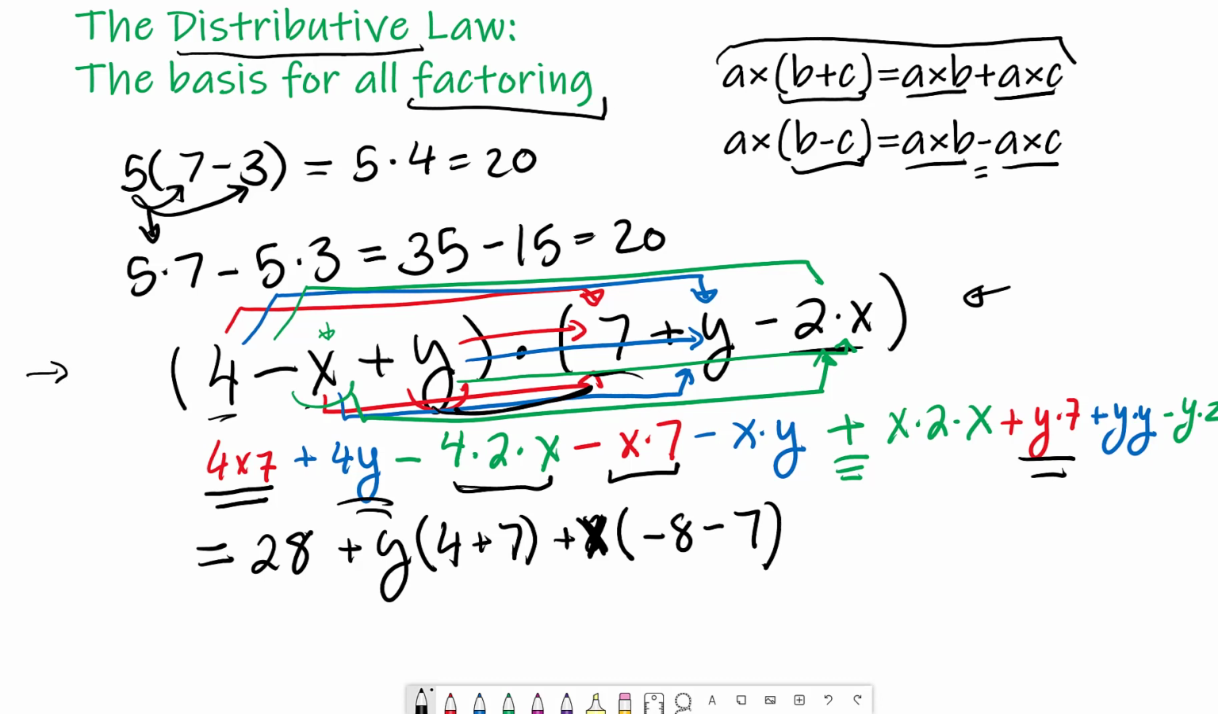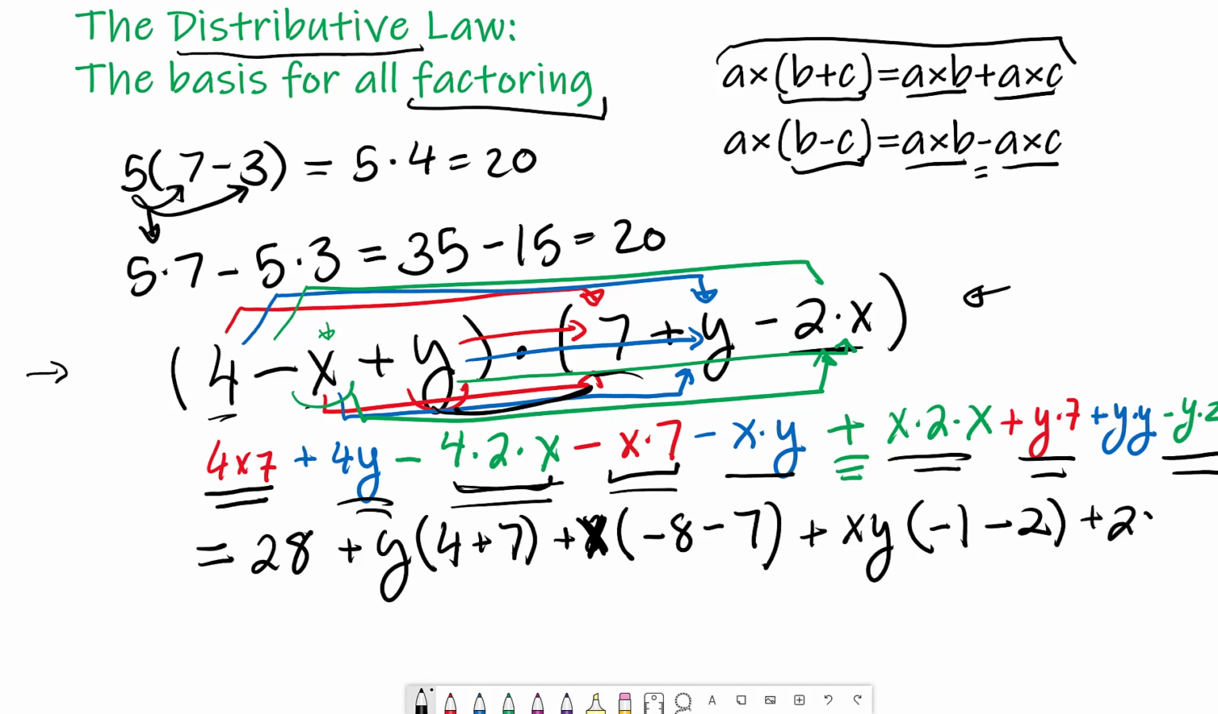What is our next term? So we had these four terms. Our next term is a mixed term of x and y. So we have minus 1 here from this first term. And then we have minus 2 over here from that last term there. Okay, finally, we have this term here, which is plus 2x squared. We only have one x squared term because it comes from the x multiplying the x here. And we have one y squared term, which is positive as well.